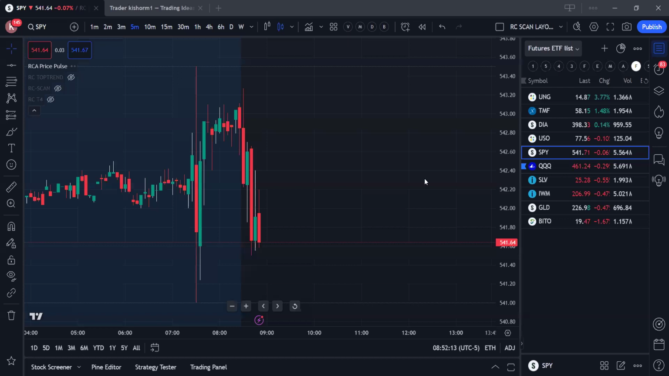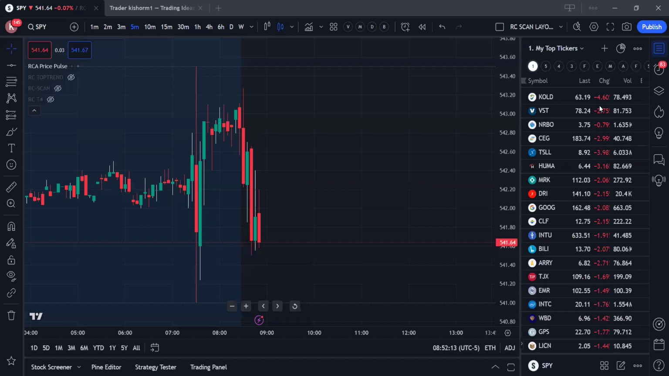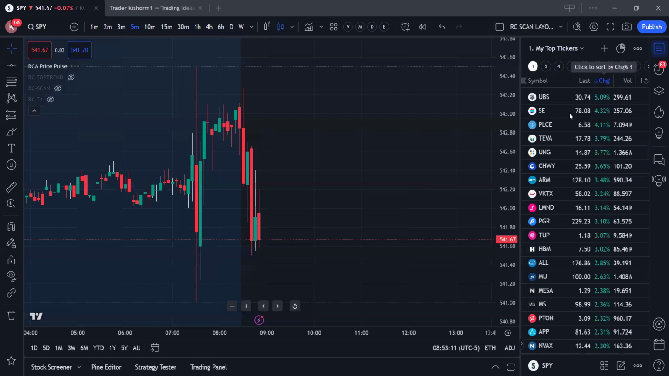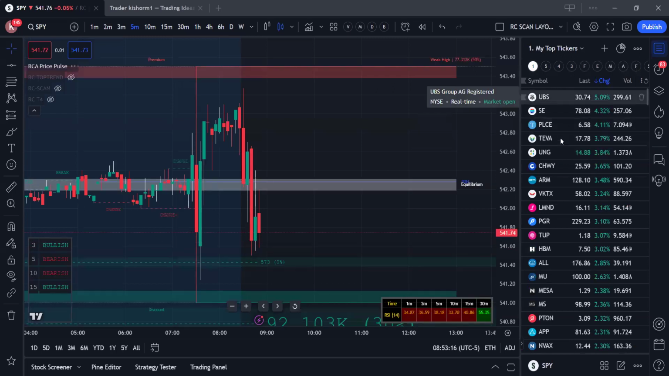Every step in the indicators, create the alerts. Look at what are the good moving tickers, whether they're bullish or bearish. For example, today UBS, SC, PLC, Teva, all these stocks are moving good. So you need to create alerts on them.